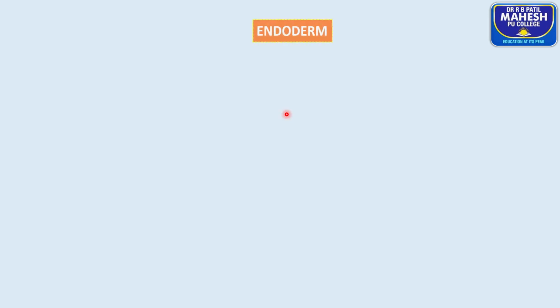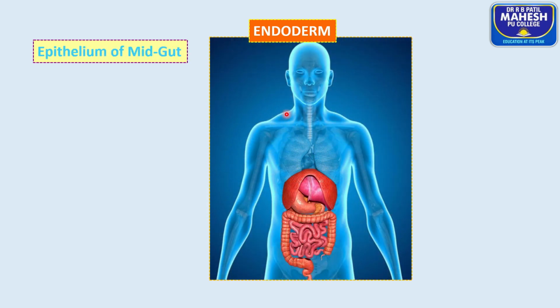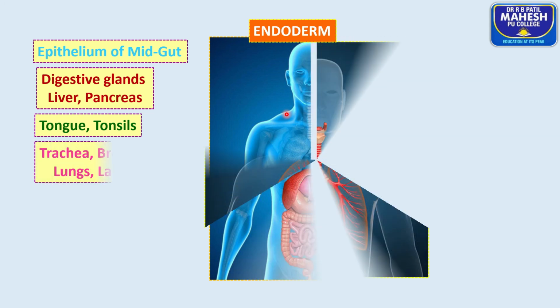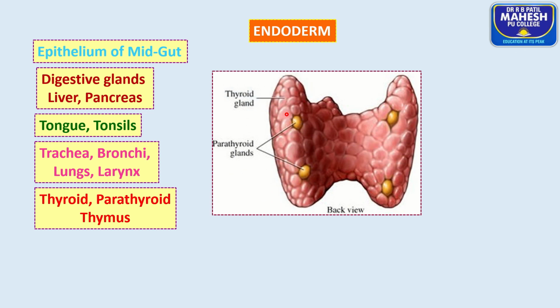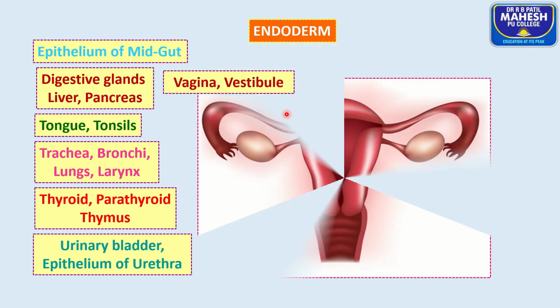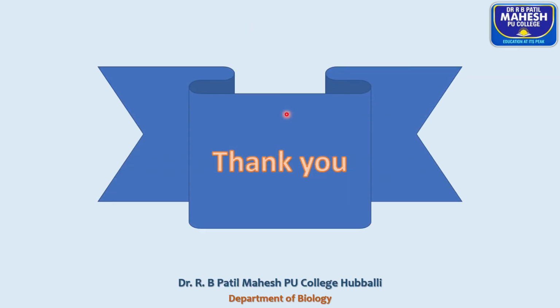Then lastly we'll move on to the endoderm. Derivatives of endoderm: epithelium of midgut, digestive glands such as liver, pancreas, salivary glands, tongue, tonsils, respiratory system, thyroid, parathyroid, thymus gland, urinary bladder. So kidneys are derived from mesoderm, whereas the urinary bladder and epithelium of urethra are derived from endoderm. In the female reproductive system, the vagina and vestibule are derived from endoderm.